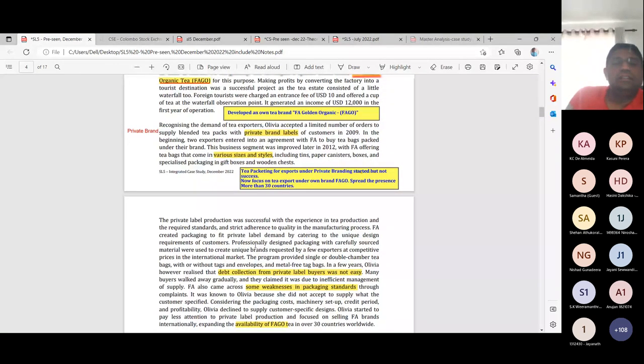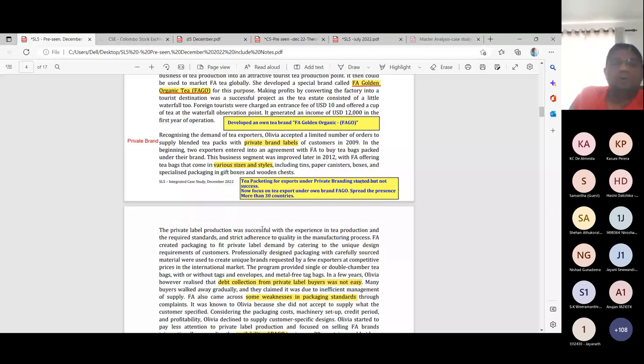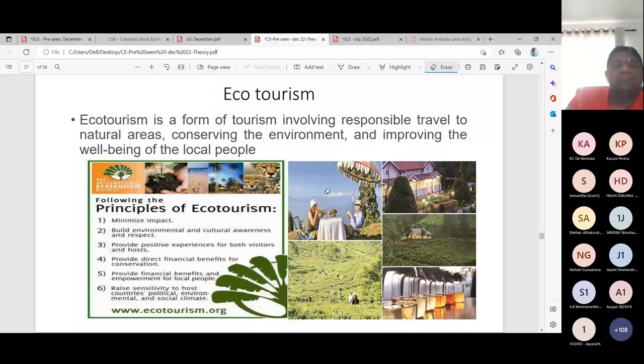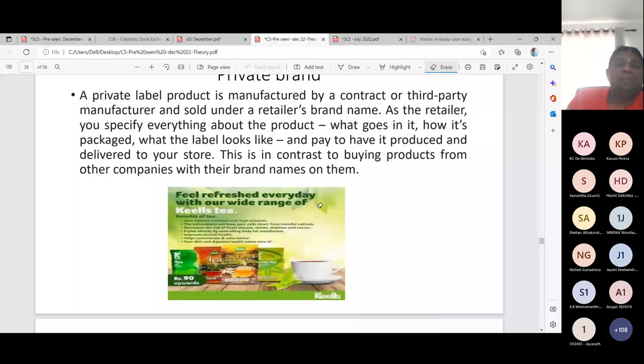Right. Then recognizing the demand of tea exporters, Olivia accepted a limited number of orders to supply blended tea factory with private brand labels of customers in 2009. So what is the private brand actually? Private brand labels is another area you can study. In this scenario, private brand means you manufacture the tea, then you allow another retailer to use your tea and use their own brand names. So the retailer asks you to put their brand names.